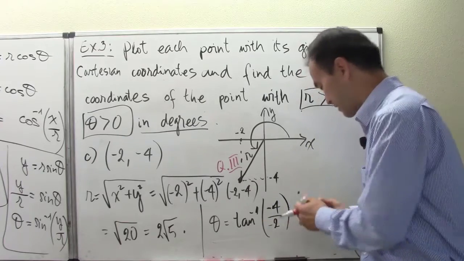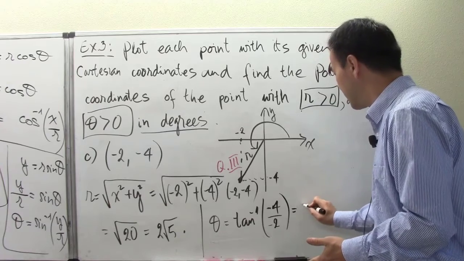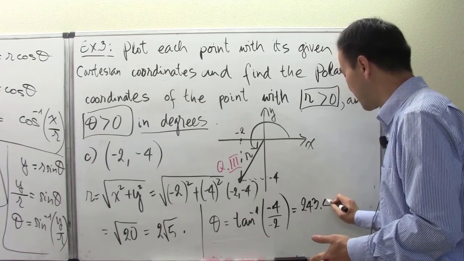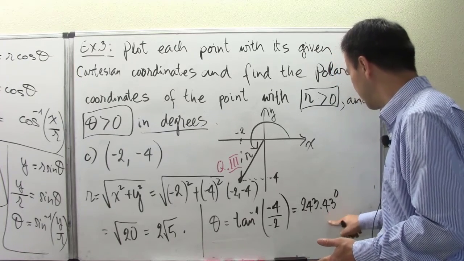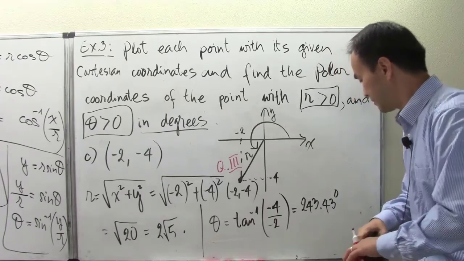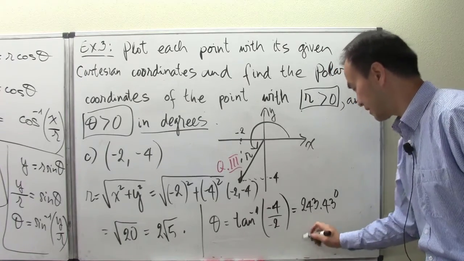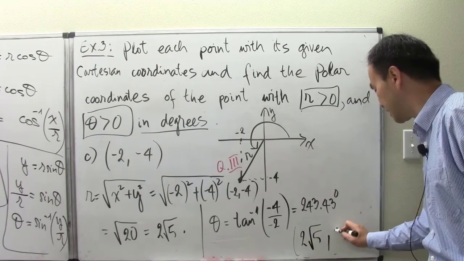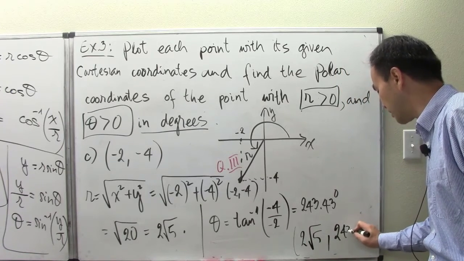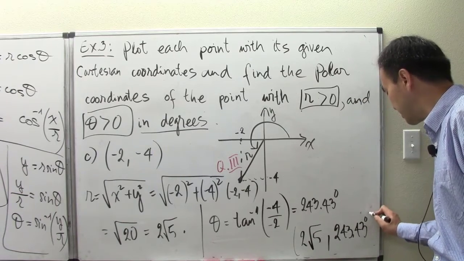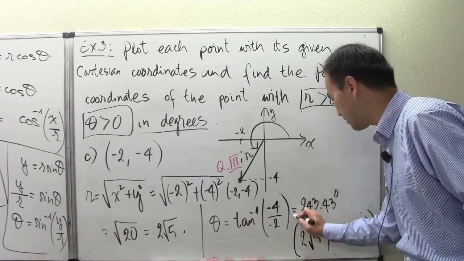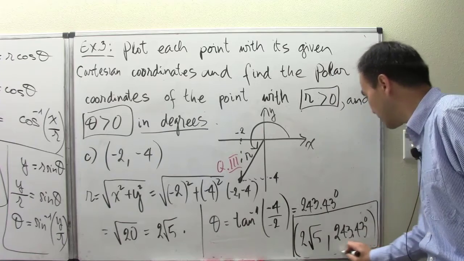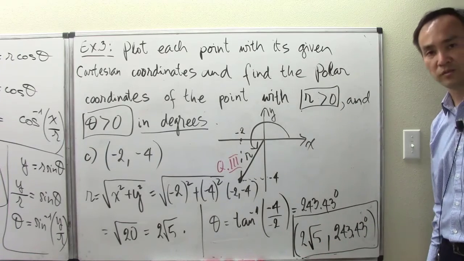Okay, but now I'm going to erase this to make some more space right here. 243.43 degrees. Okay, so our point in polar coordinates is radius 2 square root 5, comma, angle 243.43 degrees. Okay, so we have our point in polar coordinates representation.